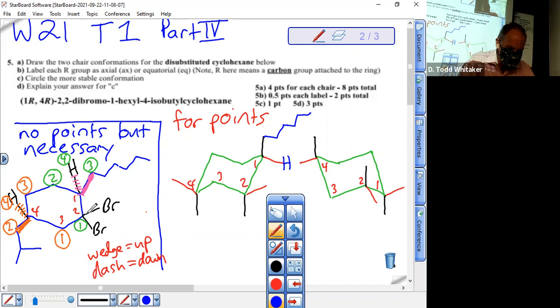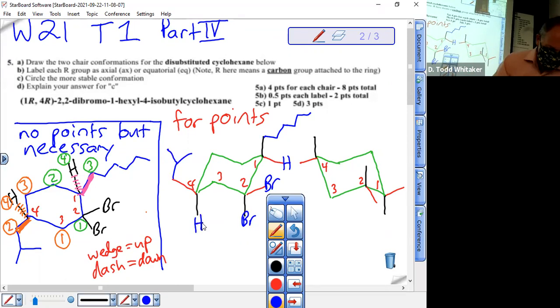Carbon 2, it doesn't matter. You put a bromine on one of the bonds and another bromine on the other, right? Carbon 4, which of these two is up? Isobutyl or hydrogen? Isobutyl. Draw the isobutyl. 1, 2, 3 with a V. And don't forget, down is an H. If you don't put an H there, you have a methyl. So finally, we're racking up some good points.